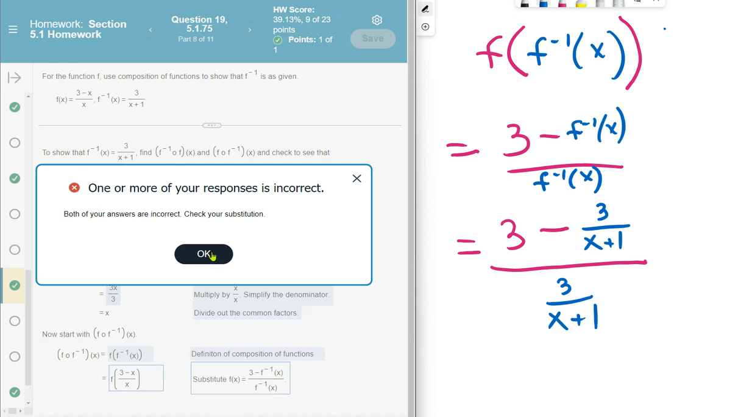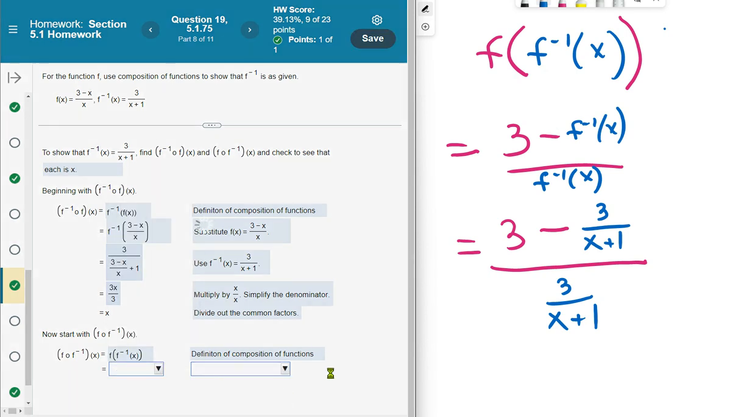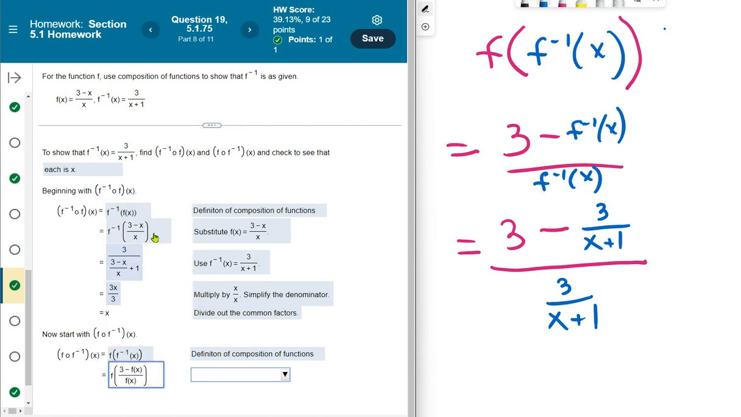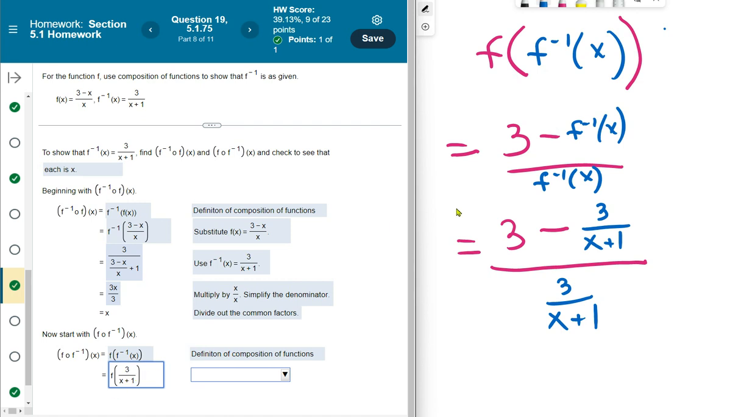Both of your answers are incorrect. Well, the f function is 3 minus x over x. You should have inverses on it. Oh, no. Do. F of, this is the f inverse of x function. Okay. It's this. I'm a step ahead of myself.